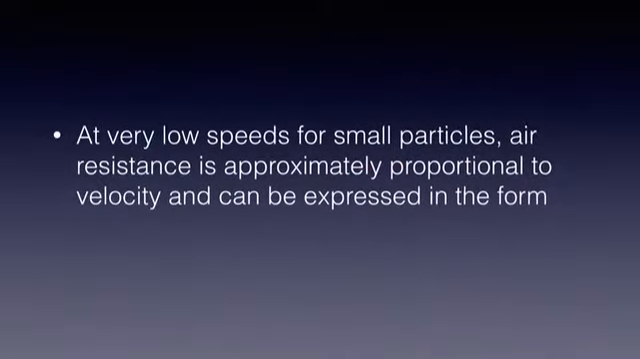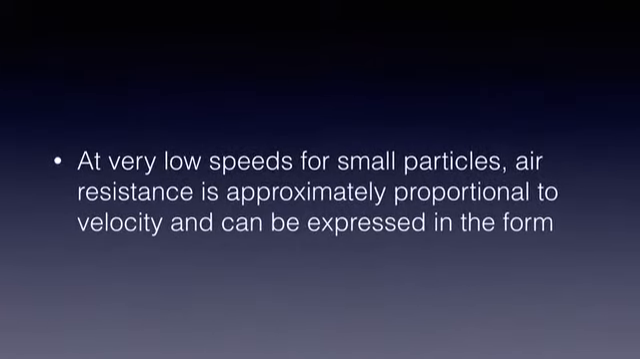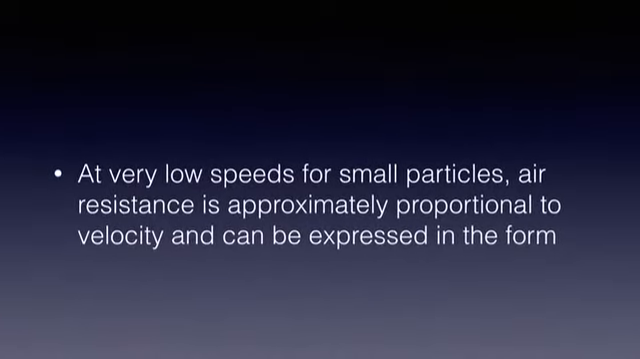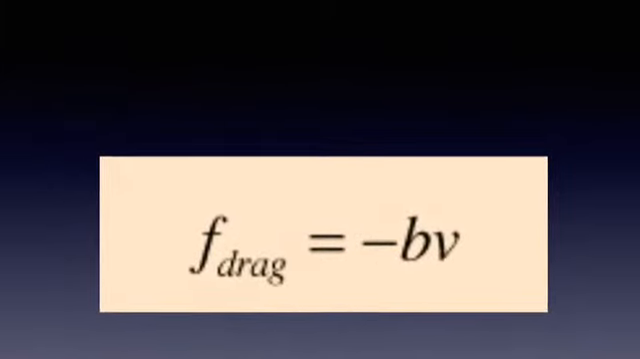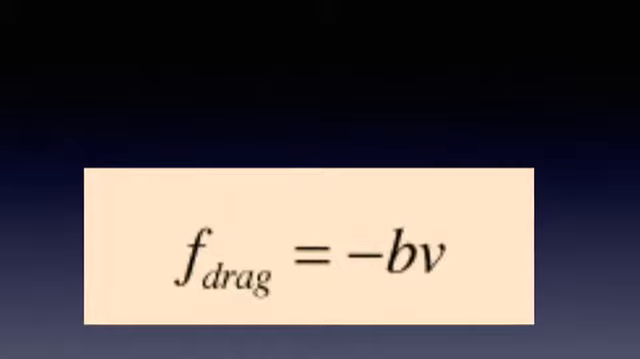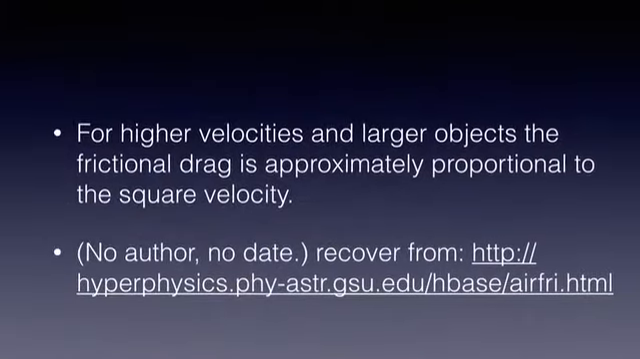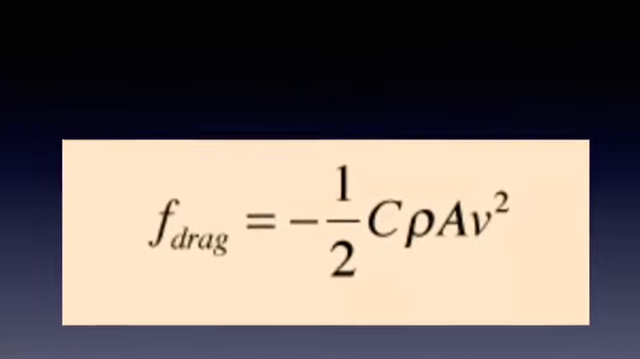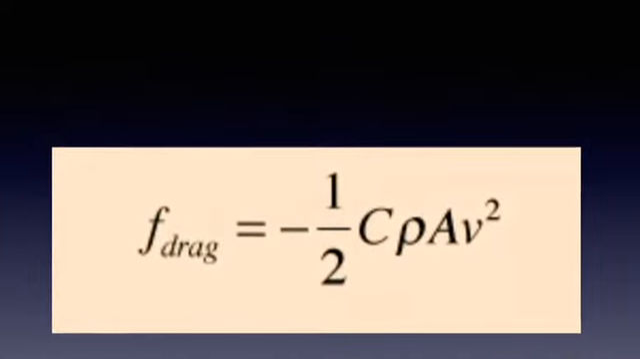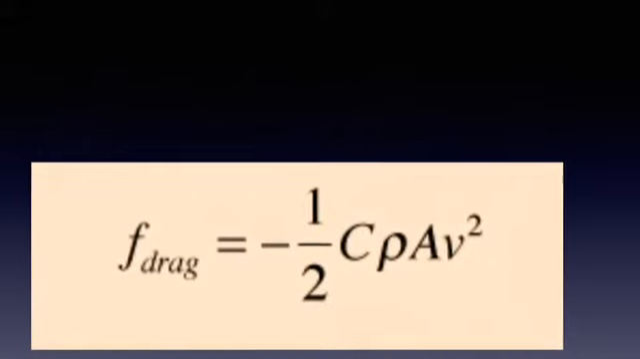At very low speed, for small particles, air resistance is approximately proportional to velocity and can be expressed in the form. For higher velocities on larger objects, the frictional drag is approximately proportional to the square of the velocity, where ρ is the air density, A the cross-sectional area, and C the numerical drag coefficient.